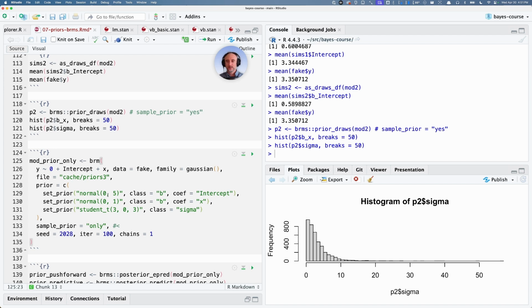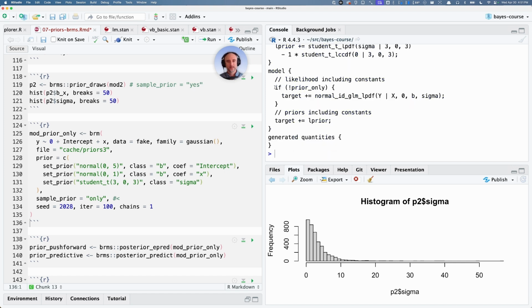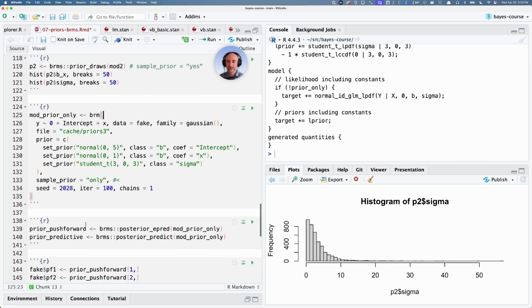If we want to do a prior predictive check, one way we can do that is to say sample_prior equals only instead of yes. I'm going to run that, and now if we look at the model code, we can see that there is a logical argument in the model that says only include the data likelihood if this argument prior_only is false. So when prior_only is true, which is what happens when we specify this here, the data likelihood does not get included. And so we're only looking at draws from the prior.